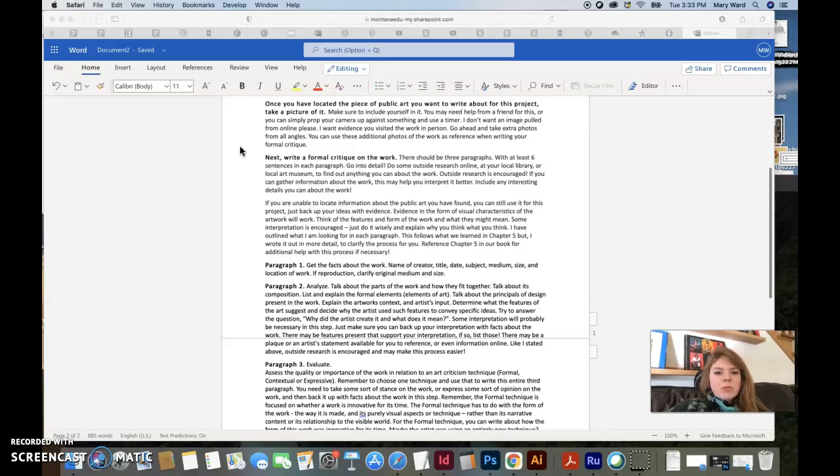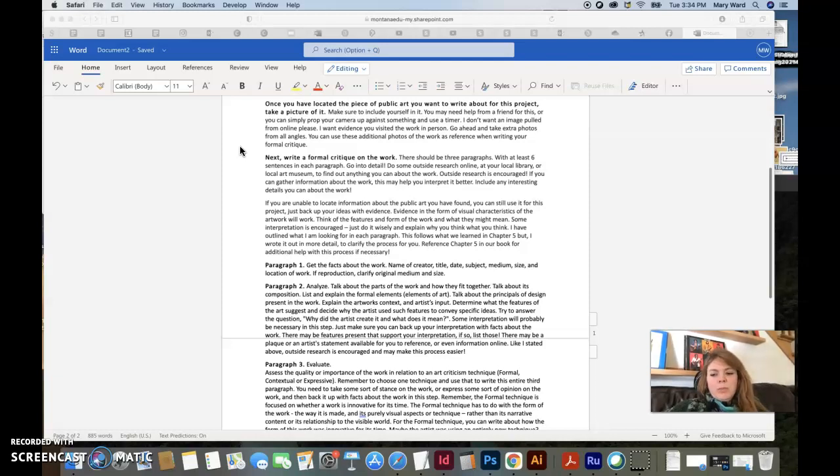So once you've located this piece of public art that's local to you, you want to write about for this project, go ahead and take a picture of it with your phone and make sure to include yourself in it. I want to actually make sure that you were there in person and that it's a piece of art that's local to you. So definitely include yourself with the artwork if possible. You will be docked points if you aren't in the picture with the piece of public art.